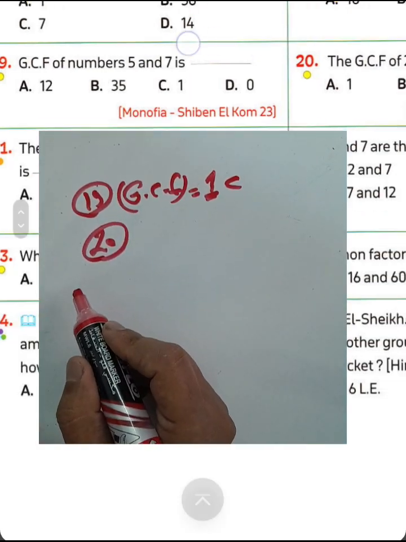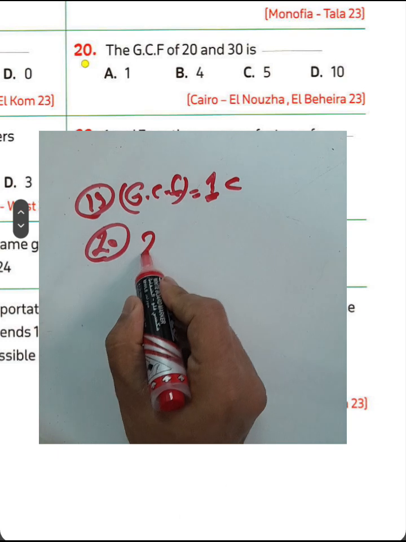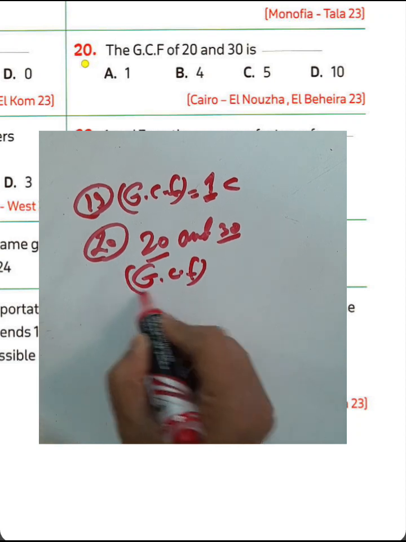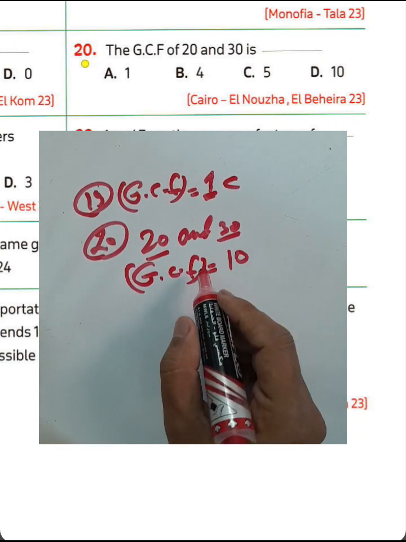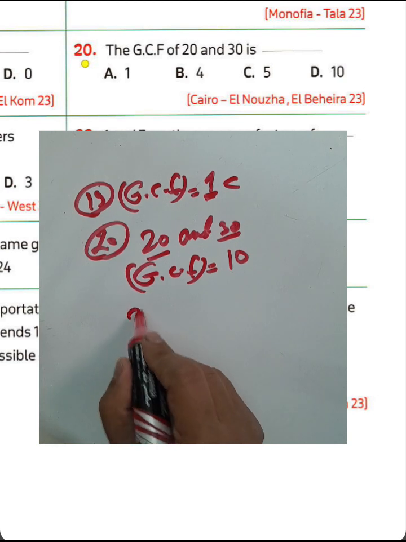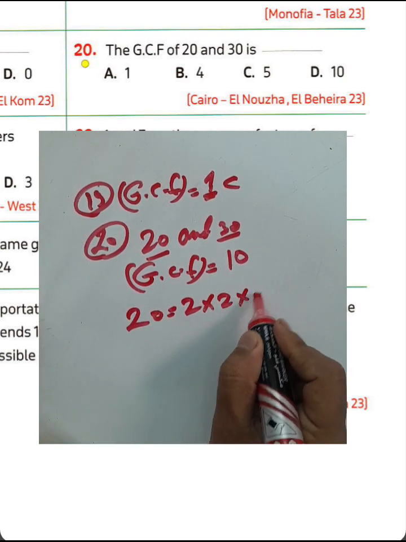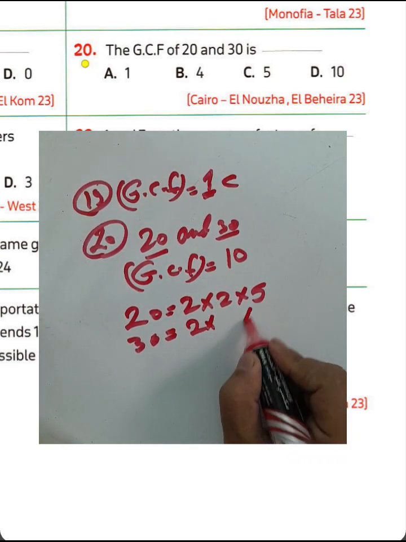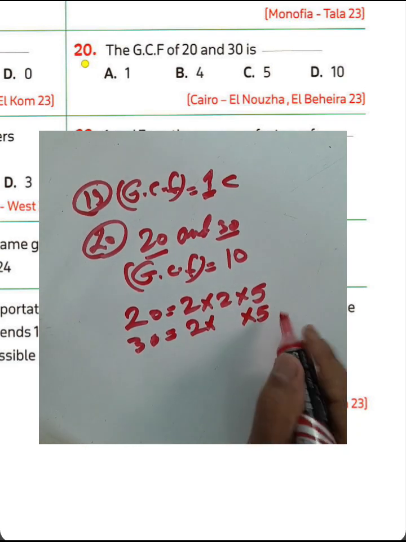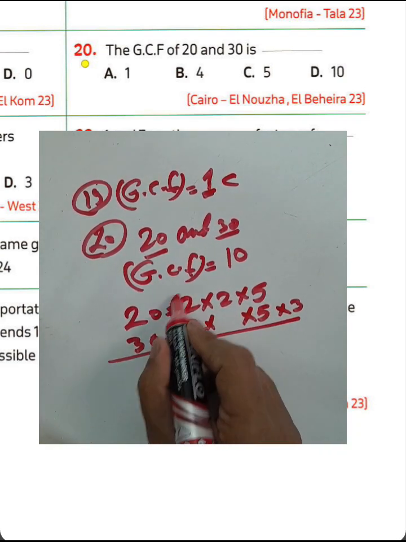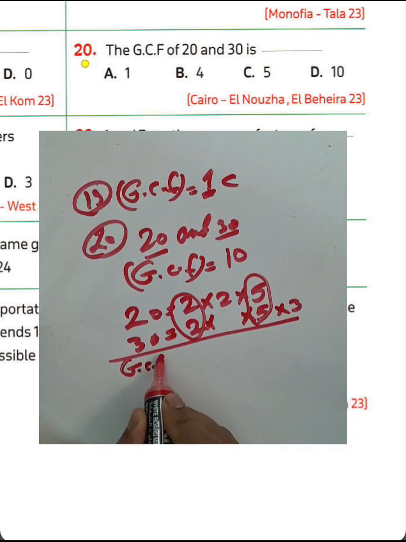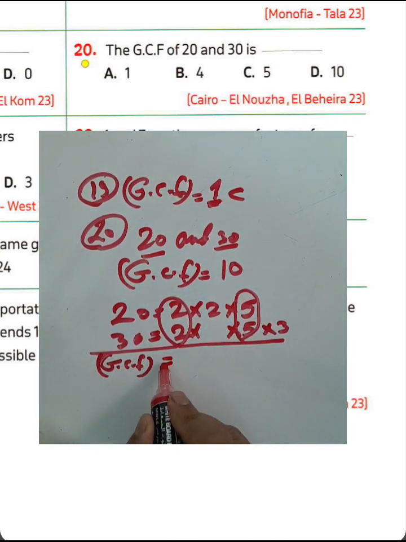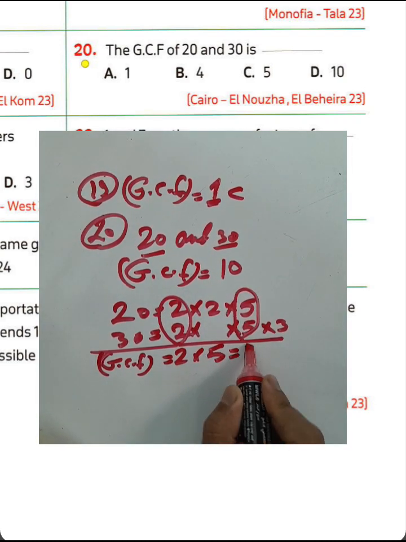Question 20. The greatest common factor of 20 and 30. What greatest common factor can we find? It will be 10. Understood? We know 20 equals 2 times 2 times 5, and 30 equals 2 times 15, and 15 equals 3 times 5. We can choose the common numbers here, and the common part will be 10.